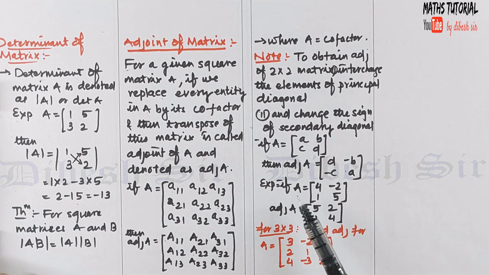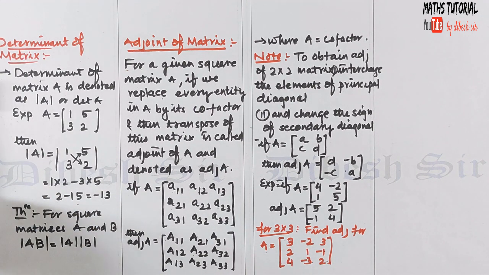Example, if A is equal to [4, minus 2; 1, 5], then adjoint A becomes 5 comes here, 4 comes here, and the sign of the secondary diagonal changes, that is plus 2, minus 1. So clearly it is [5, 2; minus 1, 4]. So let's find the 3 cross 3. Find adjoint for A equal to [3, minus 2, 3; 2, 1, minus 1; 4, minus 3, 2].